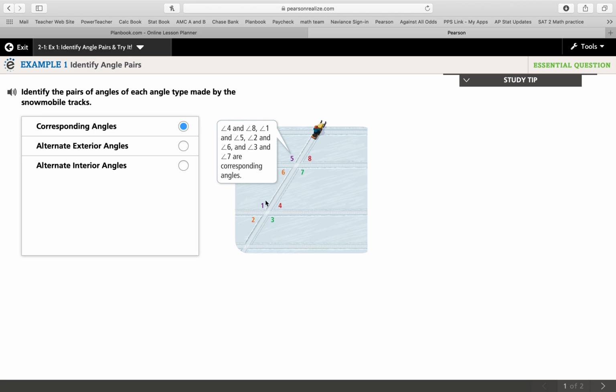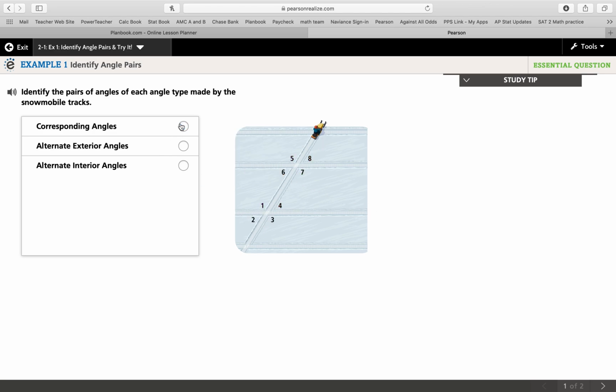Angle 6 and angle 2 are corresponding. It means they're at the same spots of the transversal and the intersecting line. You see how angle 6 is right here on the interior of this line and this transversal, and angle 2 is right here, same spot but a different line and the same transversal. So corresponding angles are in the same spot on the transversal but on the different line.